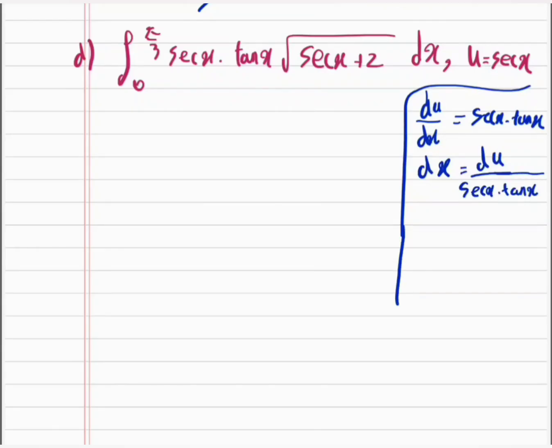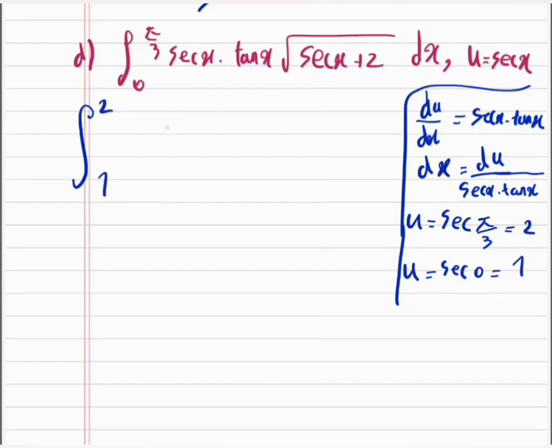Also, we need to find the value of u for the given bounds, so we want to transform them. When x is equal to pi over 3, then u is simply equal to 2. And when x is equal to 0, u is simply equal to 1. So now we have everything to substitute. The upper bound is 2, the lower bound is 1.